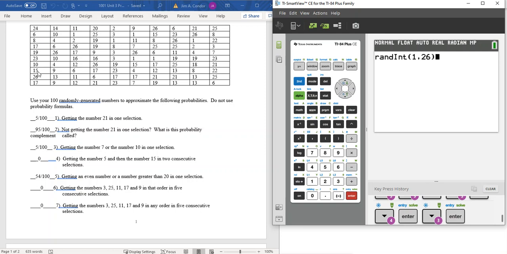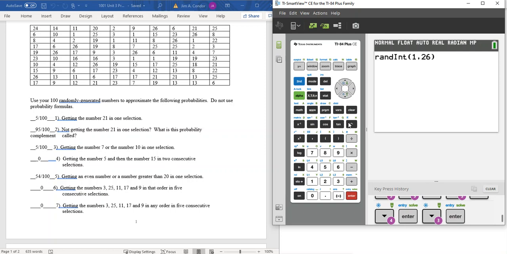5, no. 6, no. 7, 8, 9, 10, 11, 12, 13, no, no, no. Okay. And you count them all up, and I went through and counted 54 out of 100. So that's my probability.